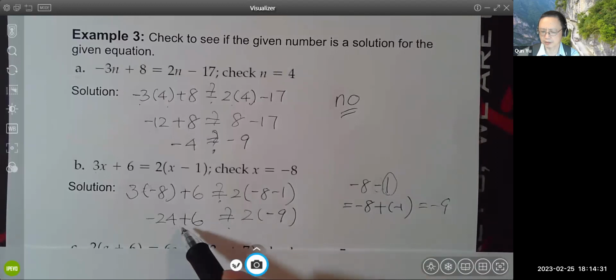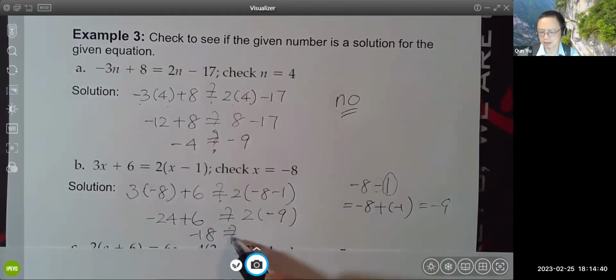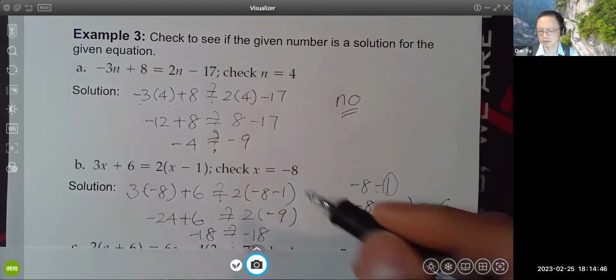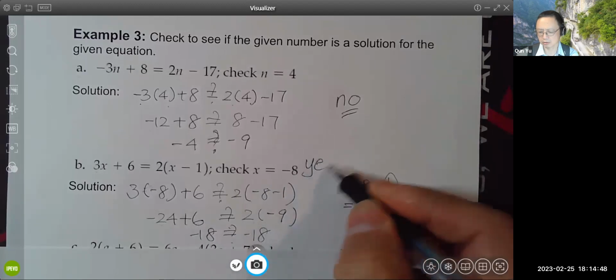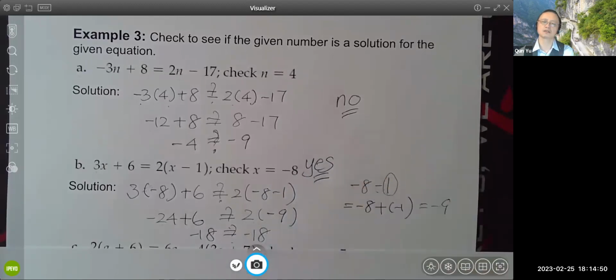Now, final step, -24 plus 6. 6 got canceled. What we get left over from here is -18. On the other side, 2 times -9 is -18. So this checks out. So this one is the solution. The answer is yes. -8 is the solution.